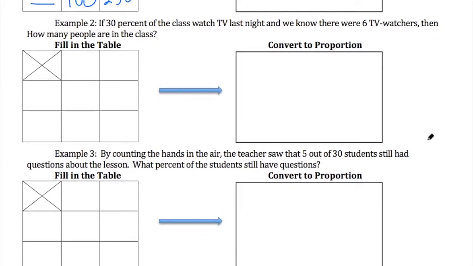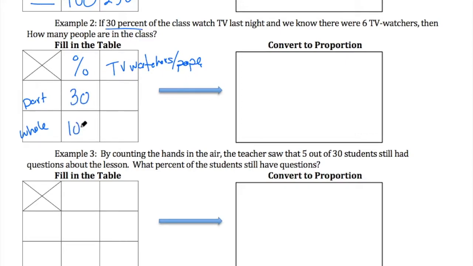In example 2, it says, if 30% of the class watched TV last night, and we know that there are 6 TV watchers, then how many people are in the class? Let's fill in the titles ourselves. We've got part, whole, percent, and TV watchers over people. They told us 30% of the class, so that is our part. And again, what's our whole for our percent? 100.